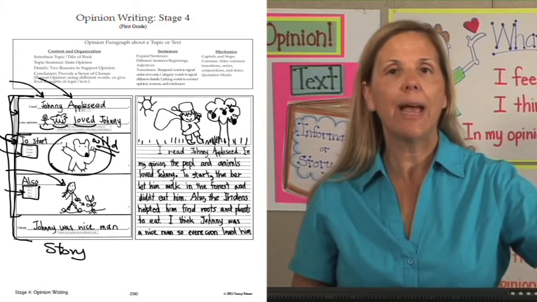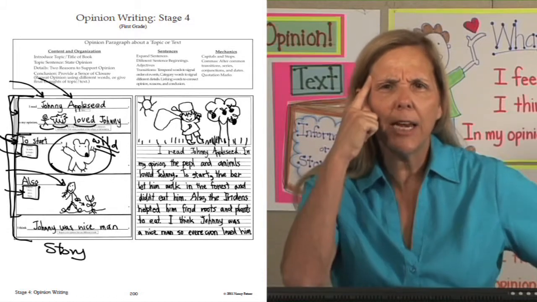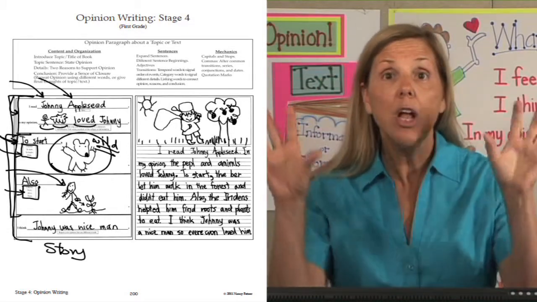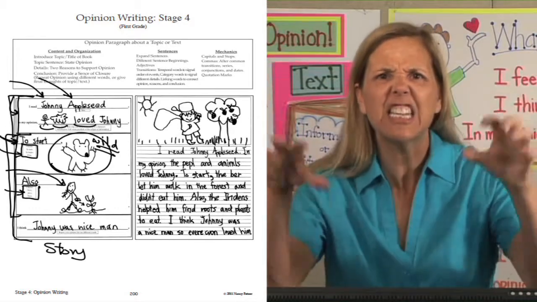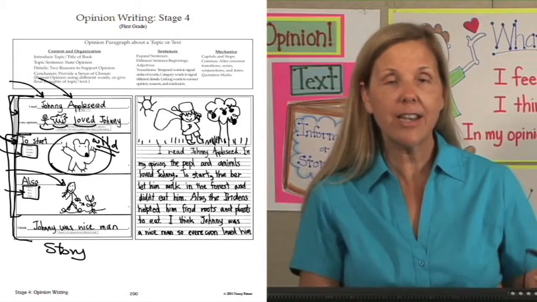At this point, we go back and we read the whole thing. I read Johnny Appleseed. In my opinion, the people and the animals love Johnny. To start, the wild bears didn't attack Johnny when he was walking through the forest. Let's go to our next reason.